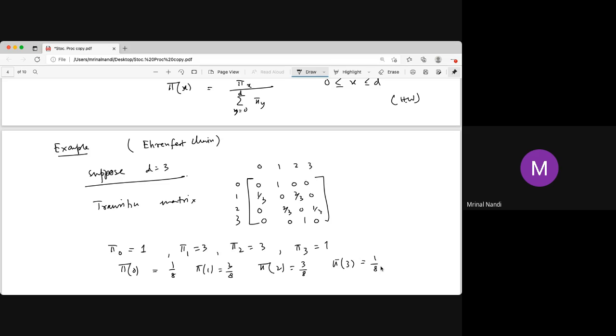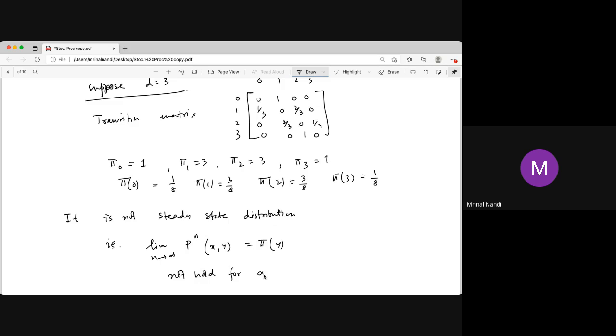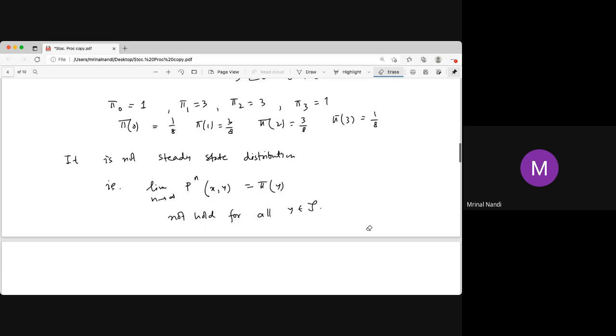So it is not a steady state. Why is it not a steady state? Steady state means this limit, which is the condition for the steady state. In that limit it goes to the stationary distribution. But this is not the steady state, so this does not hold. It does not hold for any y. Obviously, if it is not true for one y, that is not a steady state. But in this example, it is not true for every y actually. So no y is true.